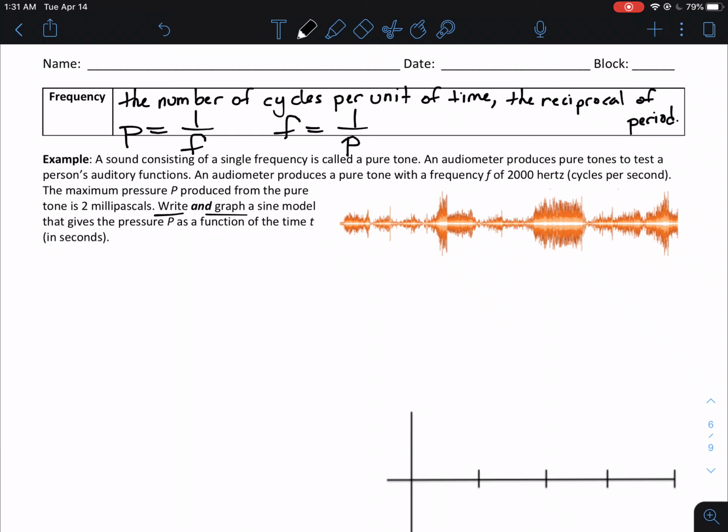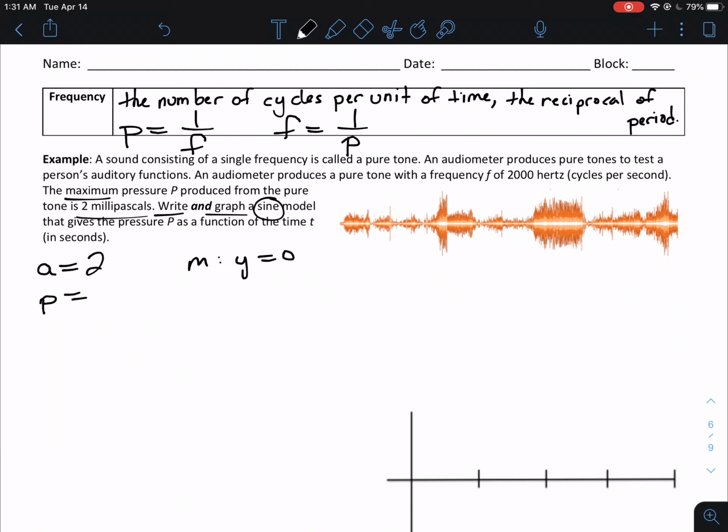The first is that we've actually been told what type of equation we're going to use. It's telling us already that we're going to use a sine model. Another helpful thing is it tells us the maximum pressure is 2 millipascals. If you think about maximum, that's your amplitude. So we already know our amplitude is going to be 2. We weren't really told that it's been shifted up or down, so we probably don't have to worry about a midline. We can probably just assume the midline is y equals 0. The only thing we have left to find is our period.